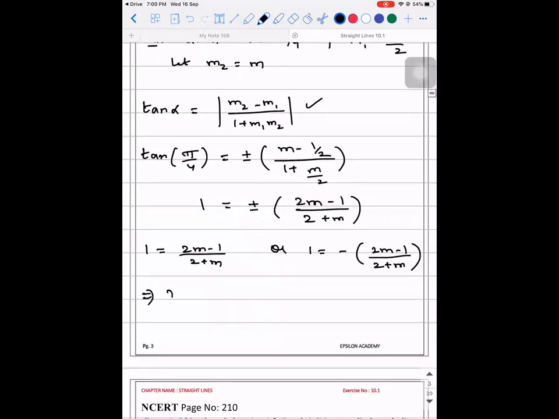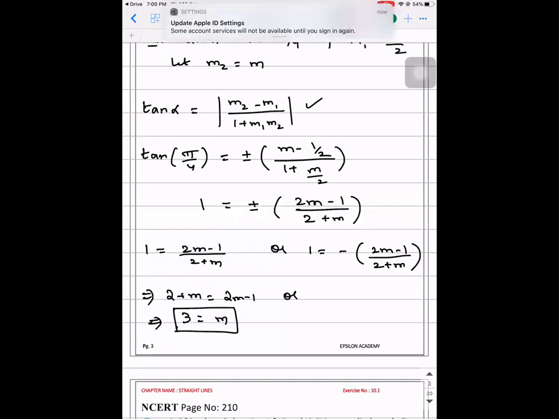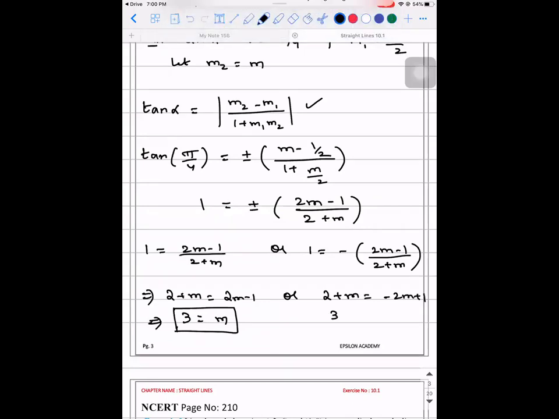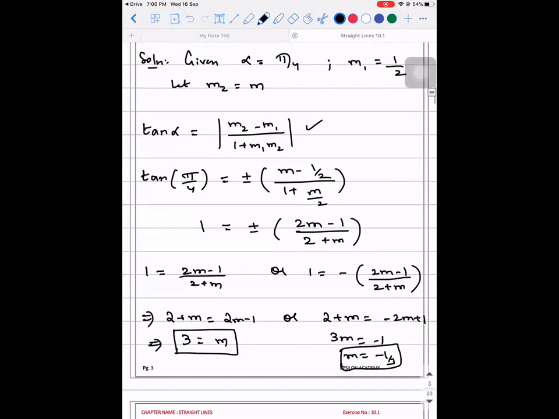Now observe. So 2 plus m will be equal to 2m minus 1, which implies 3 will be equal to m. Means the slope of the other line can be 3, or 2 plus m will be equal to minus 2m plus 1. That means 3m will be equal to minus 1. So there are two such lines possible which are going to make an angle of pi by 4 with the line whose slope is half. Am I clear on this or not? Yes, sir. Make a note of it.